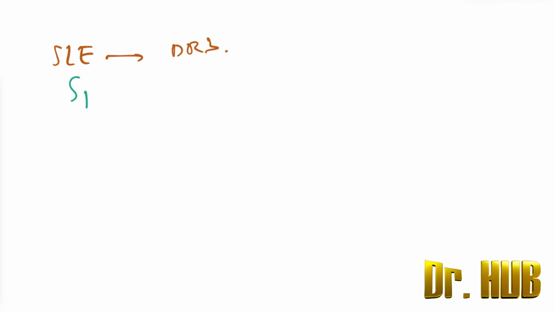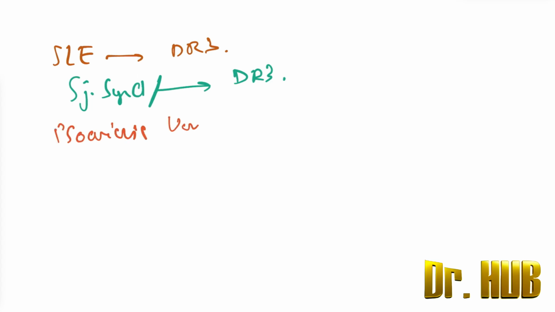Then comes Sjogren syndrome. Sjogren syndrome is also DR3. Next is the psoriasis, the psoriasis vulgaris. This is going to be CW6.